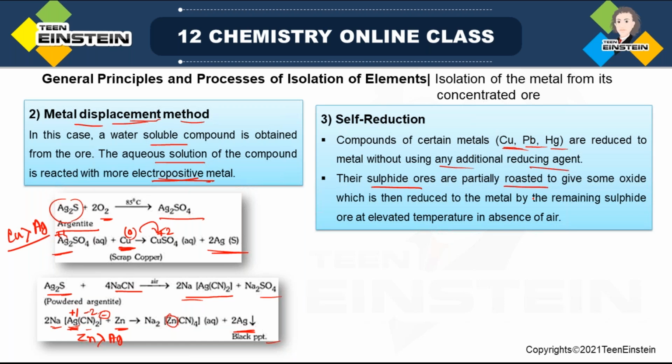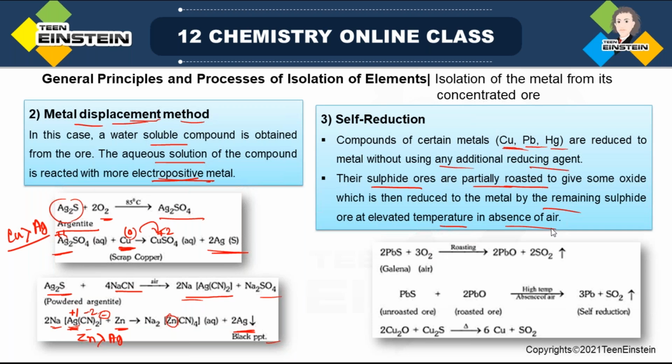It is partially roasted. Now, the roasting method we saw in the last class is basically the conversion of sulfide to oxide. But all the sulfide molecules will not be converted to oxide. Partial roasting means some amount of sulfide will be converted to oxide and the rest will remain as sulfide only. Then it is reduced to metal by the remaining sulfide ore at elevated temperature in the absence of air. With examples it will be clear how it is happening.